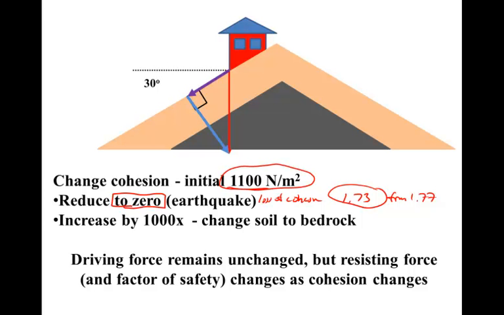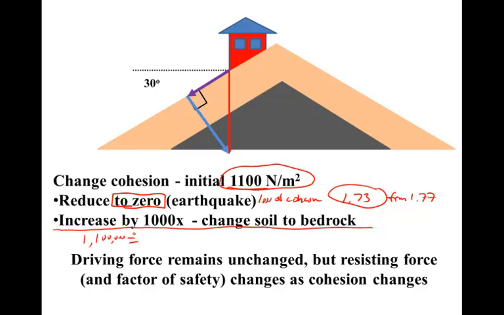What if cohesion goes the other way? What if we change the slope from loose sediment to solid bedrock, which increases the cohesion dramatically? How does that affect the factor of safety? Well, naturally, it's going to make the resisting forces larger. Our original cohesion, 1100 newtons per square meter, make it 1,000 times larger, multiply by 1,000. We now have 1.1 million newtons per square meter plus our normal force, 56,014.